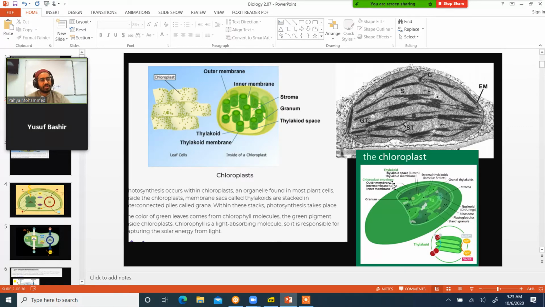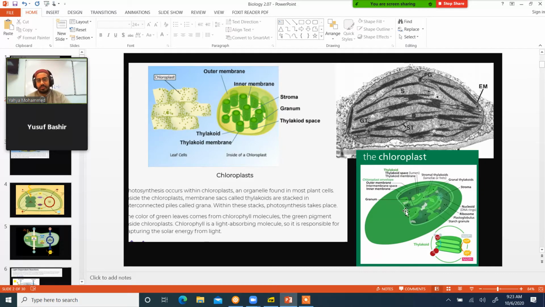This picture I think is not as good. Let's take a look at this picture over here. It shows you the same thing. You have the chloroplast outer membrane and inner membrane. Do you see right over here where it says outer membrane and inner membrane? There's two layers there, outer and inner membrane.